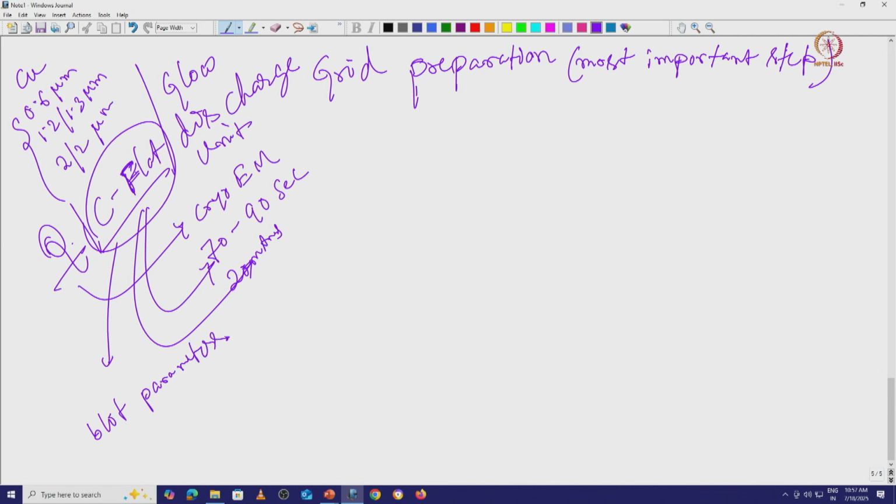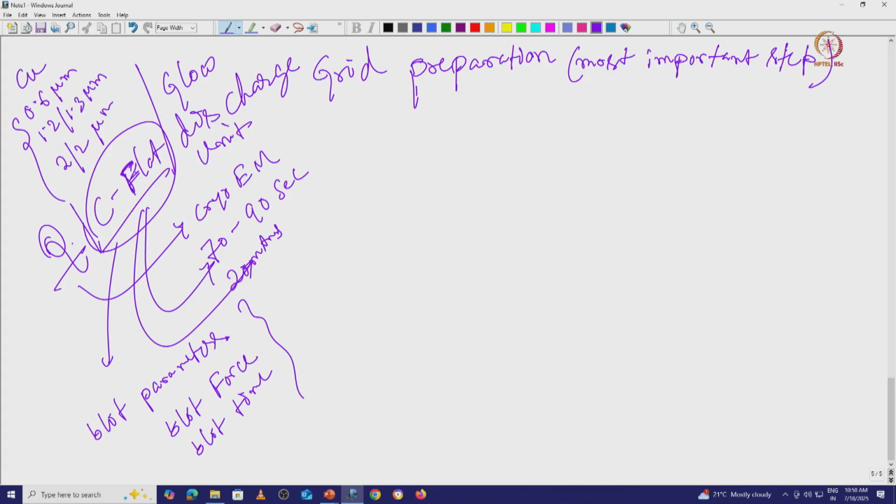So blot parameters means blot force, then blot time and so on. There are lots of other parameters also, what temperature we want to use, what humidity we want to use. So all these parameters we have to consider.